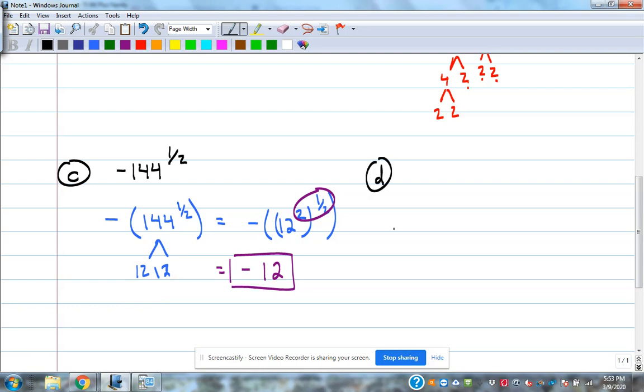Let's look at a different fraction exponent. And like, I haven't moved this cable at all, it just changes color, so I understand.